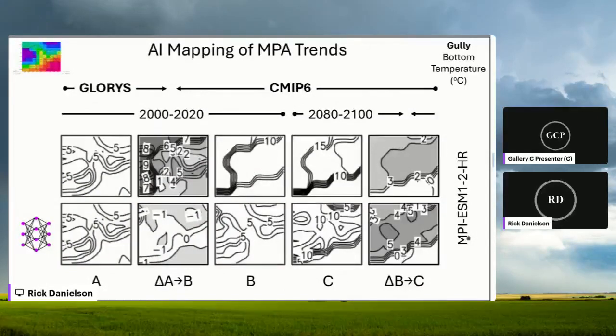So just as a key to how we're going to view the output of the models having trained the neural network with these individual grid points. On the left we have GLORYS, and in columns B and C we have these two 20-year periods of CMIP model averages of, in this case, bottom temperature in the Gully again, and between GLORYS and CMIP we have a difference for the 20-year period at the beginning of the century, and then on the far right we have the trend in CMIP.